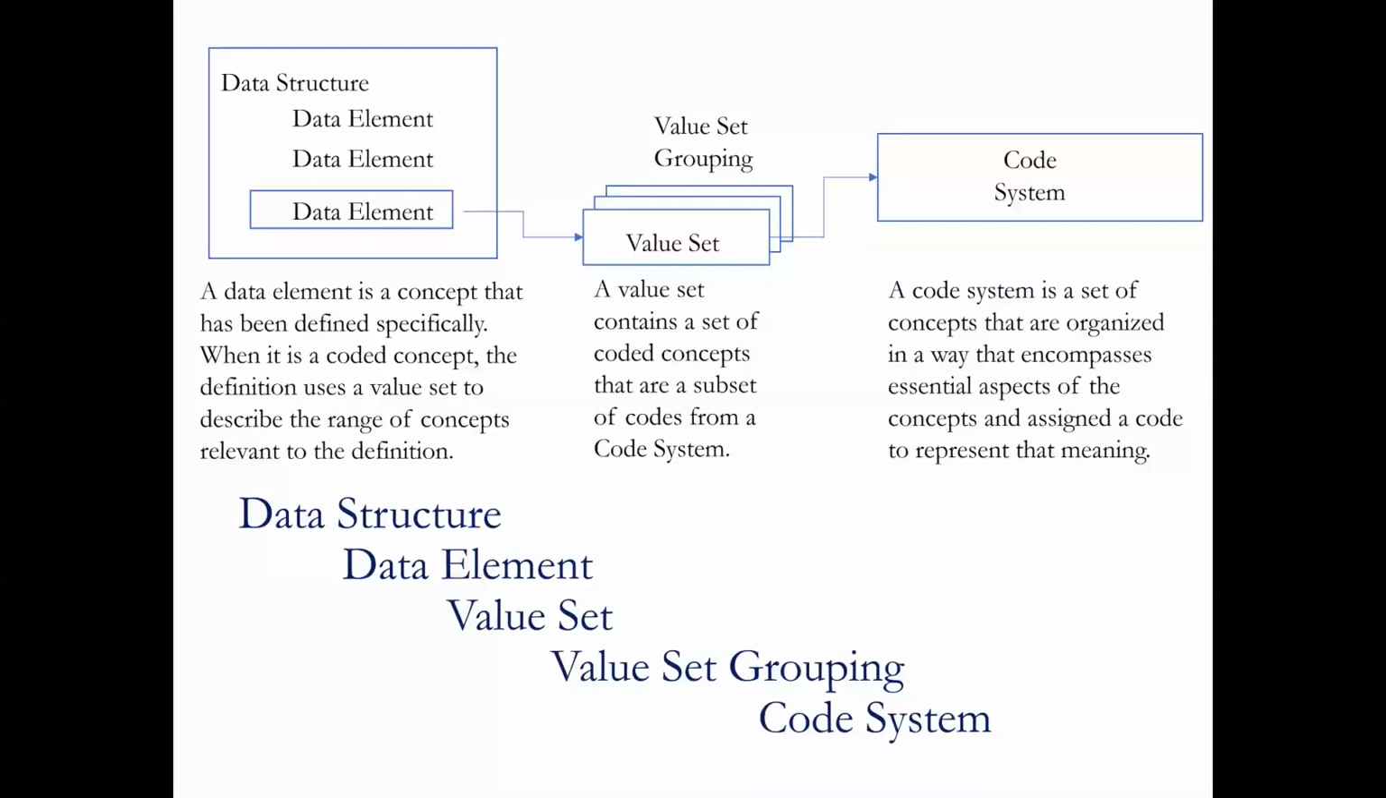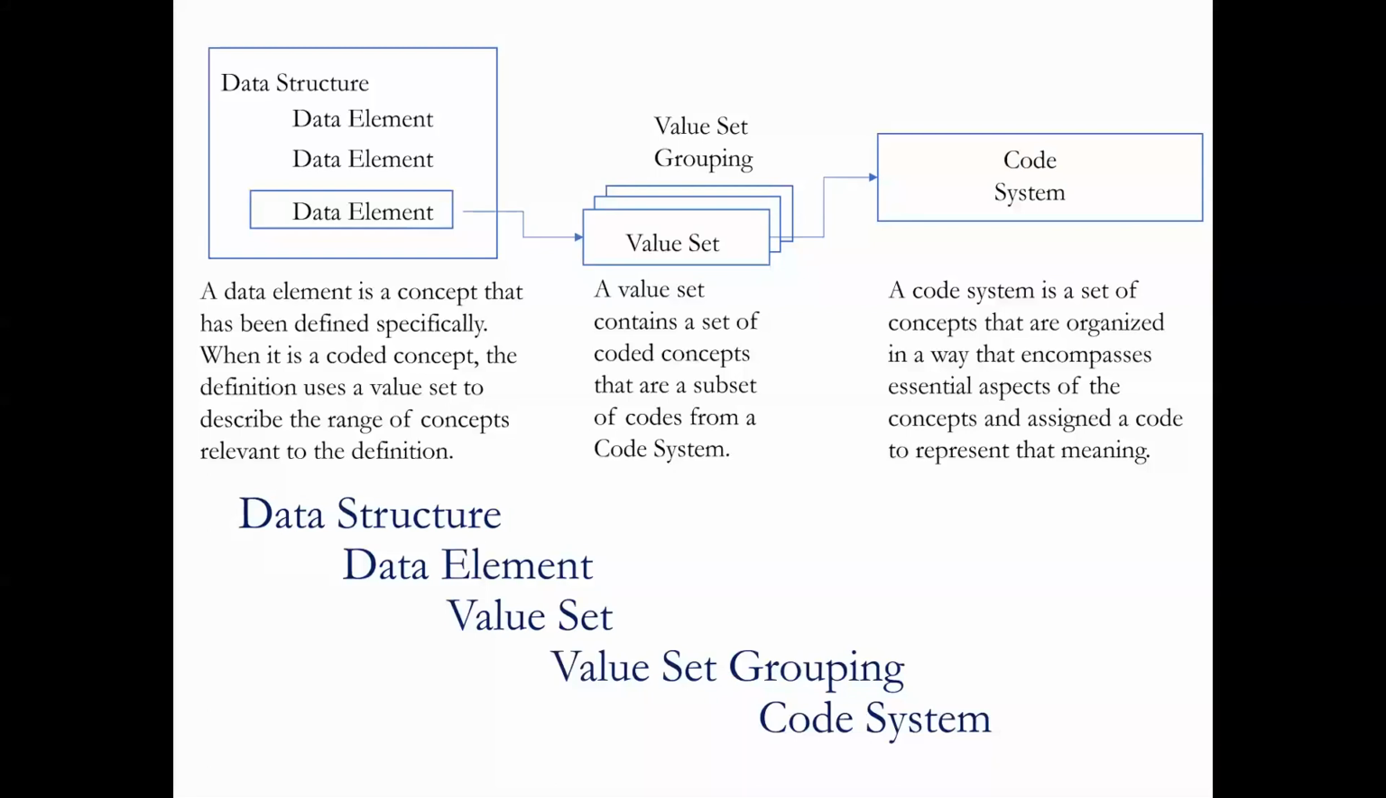When a data element is a coded concept, meaning a concept that is drawn from a code system, as opposed to some other sort of data type like a date or an integer or perhaps a Boolean value, then that kind of data element, a coded concept, its definition uses what's called a value set to describe the range of concepts that establish its meaning.